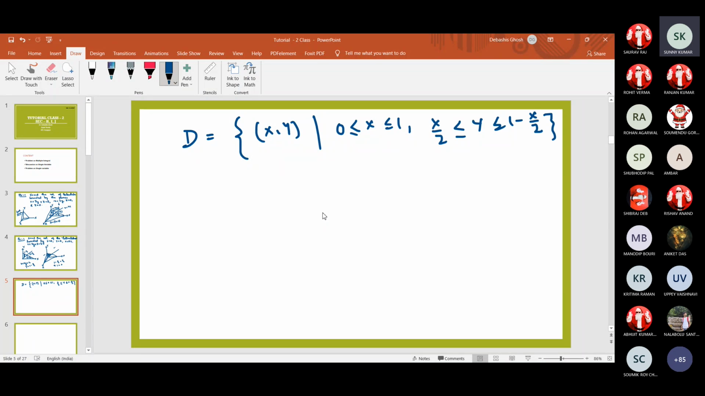And the integrand is z, as you know that z is represented in terms of x and y. So z becomes 2 − 2y − x. So the double integration over D is of z dA, dx dy or dy dx. Actually we need to integrate first with respect to y, so it is dy and then dx.